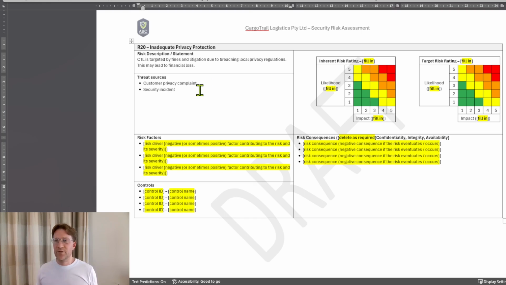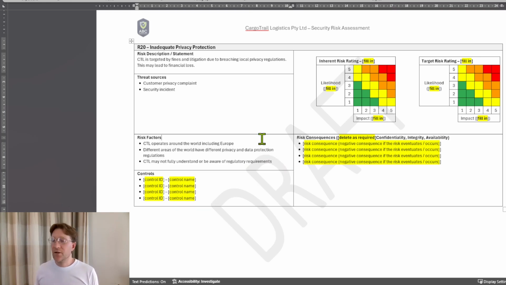There are many different types of risks. We've already covered different types of security incidents where it involves the disclosure of customer information, personal or sensitive information. And if an investigation into that incident found that the data was not protected properly, then we could be looking at a regulatory breach. Risk factors include the fact that CTL operates around the world, including in Europe.